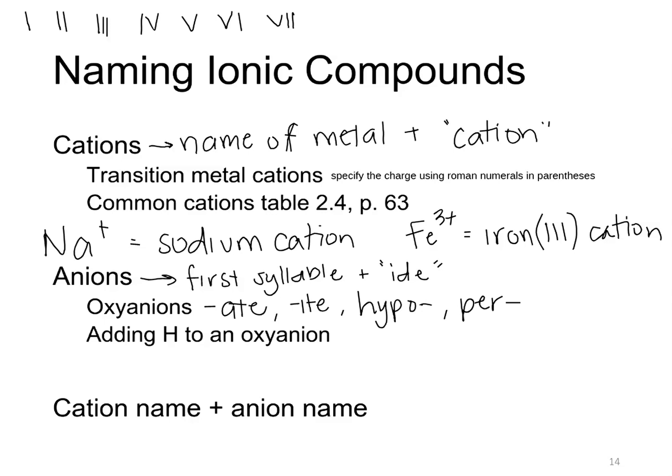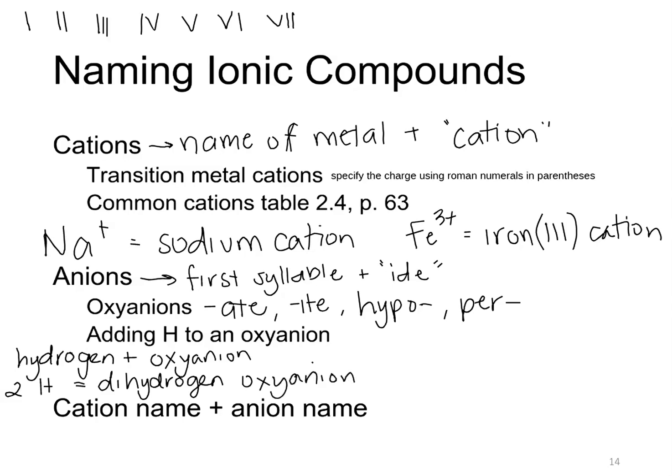If we add hydrogen to an oxyanion, then the name becomes hydrogen plus whatever the name of the ion is. And if we are dealing with two hydrogens, we would call it dihydrogen of the oxyanion. Now, in some cases, instead of seeing hydrogen plus the anion, like hydrogen carbonate, you might see something as bi. So bicarbonate means hydrogen carbonate. Those two are interchangeable. So to name a binary ionic compound, you put the cation name and the anion name together.